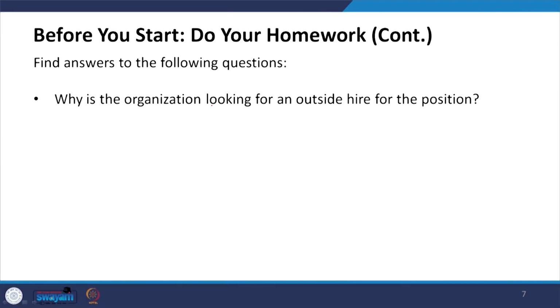So, you come to know in advance the expectations of the organization where you are likely to take up the leadership position. Find answers to the following questions. Why is the organization looking for an outside hire for the position? A very important and interesting question, that is, why they are hiring from outside. Is there nobody inside that organization? And what can make the function or team to be led more effective?